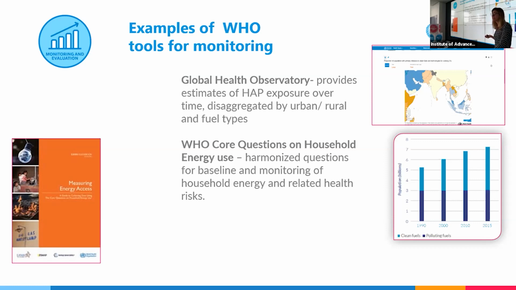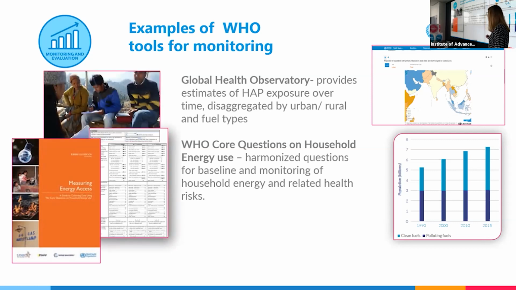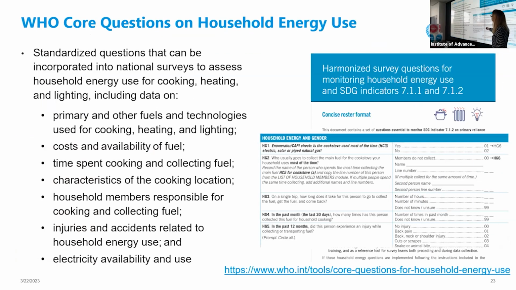So WHO worked hard, starting back in 2014 or something, to develop these kinds of harmonized questions that look at primary fuels, cost and availability of fuel, time spent collecting fuel, household members responsible for collecting the fuel, cooking injuries and accidents, as well as electricity availability and use, because this is going to give us a much bigger picture in terms of the health impacts, and we can easily gather that via household surveys.